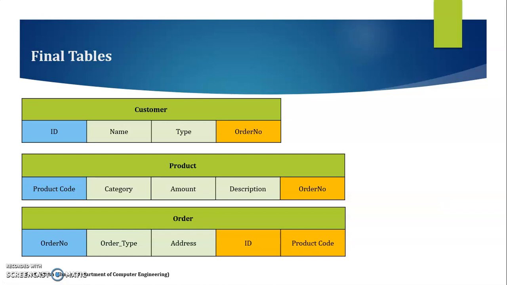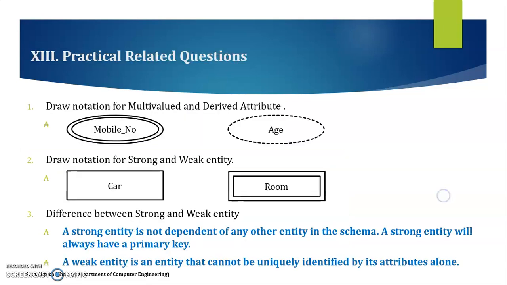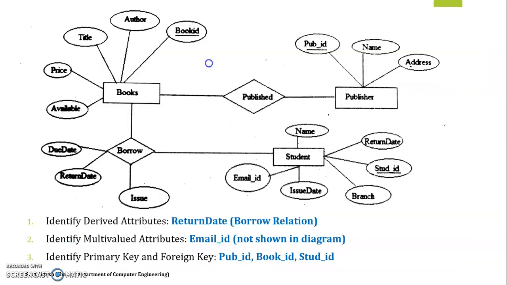Then from the ER diagram, how to create a table, and from the created tables you have to normalize, that is, to create a relation between the tables and to check whether it satisfies all the normal forms. There are also practical related questions, like draw the notations of multi-valued and derived attributes, draw the notations of strong and weak entity, and the difference between strong and weak entity. We have also covered this in our theory session.